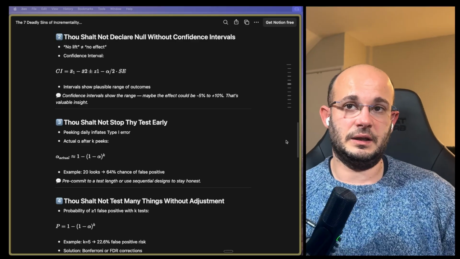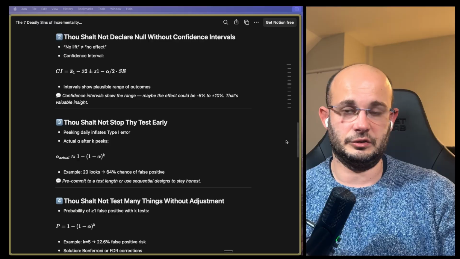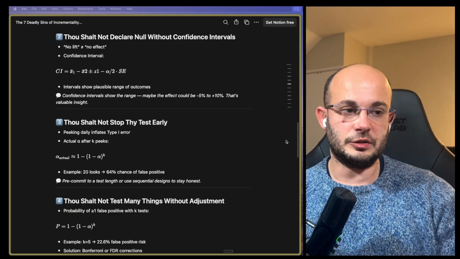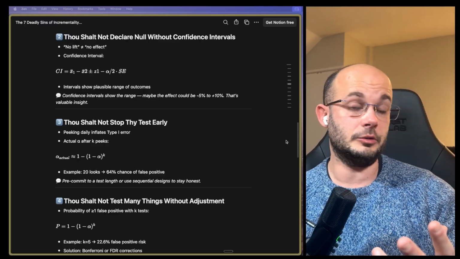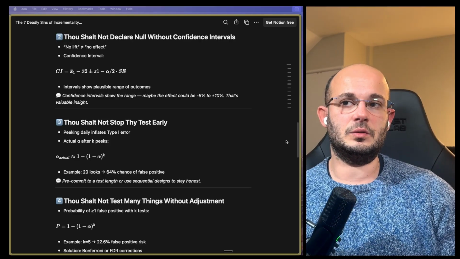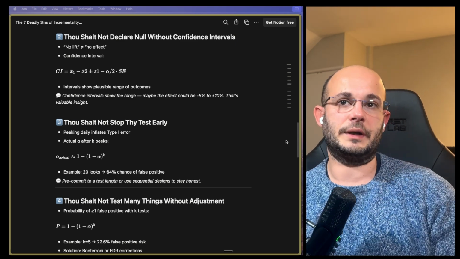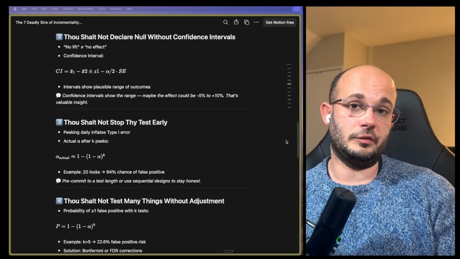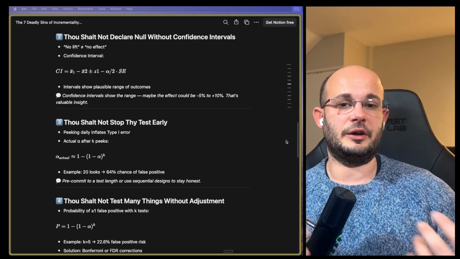The second sin is, thou shalt not declare null without confidence intervals. And this is a personal pet peeve of mine. Confidence intervals are not difficult to calculate. Most testing software, most statistical packages will give you confidence intervals out of the box. It is really easy for people to get tricked into not showing confidence intervals. This is particularly true if your confidence interval includes 0. Now, if your confidence interval includes 0, there is information.